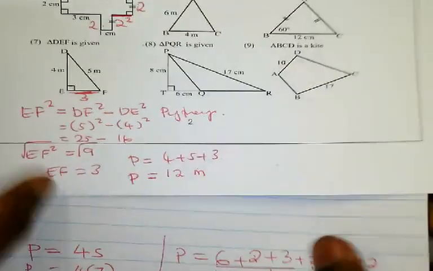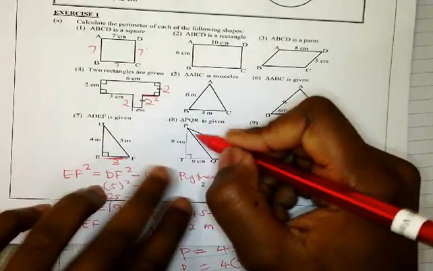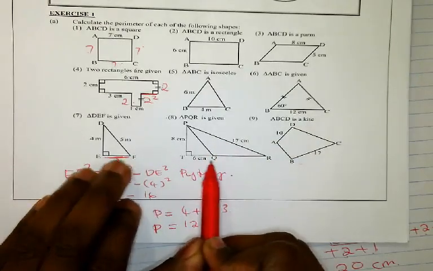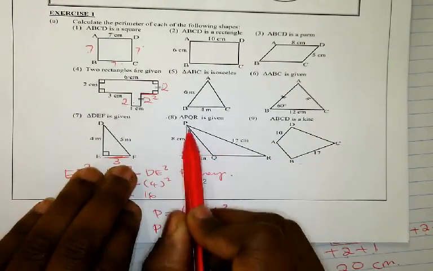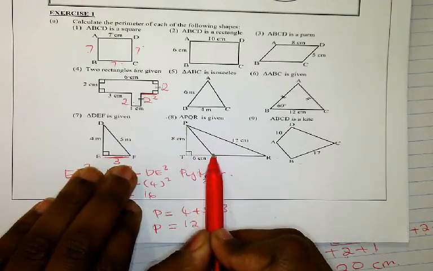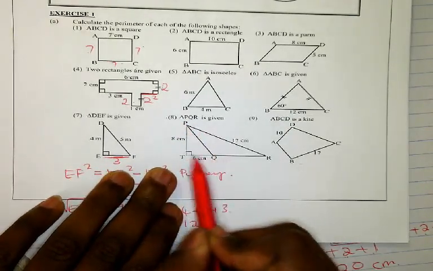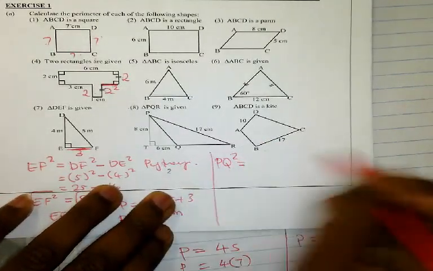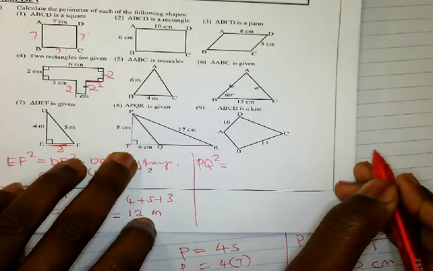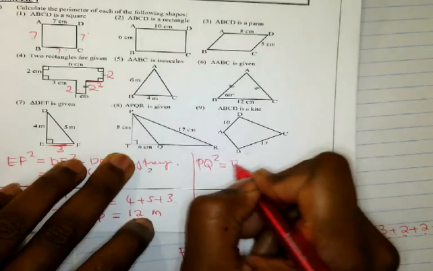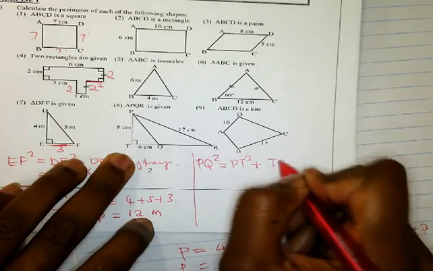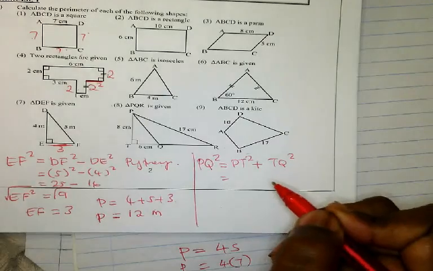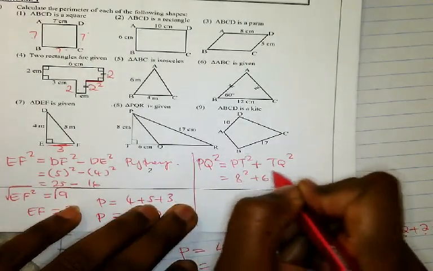So the first thing I'm going to do, I'm going to find PQ using this triangle here. So PQ becomes the hypotenuse of this right angle triangle. Meaning PQ squared will be PT squared plus QT squared, which becomes what? 8 squared plus 6 squared. 64 plus 36.